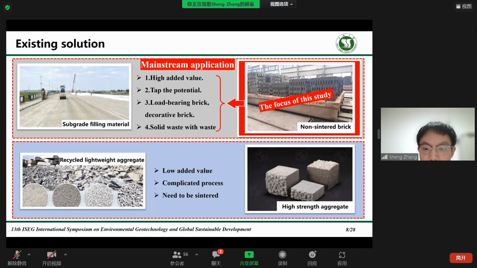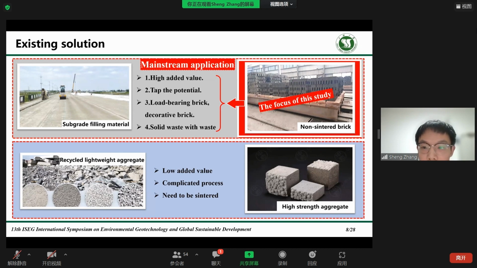This method not only effectively reduces the carbon emissions in the process of raw material preparation, but also fully excavates the potential value of waste, making it have high added value. On the other hand, in this study, by adding phosphogypsum, slag and cement as curing materials, it also achieves the role of waste treatment with waste.